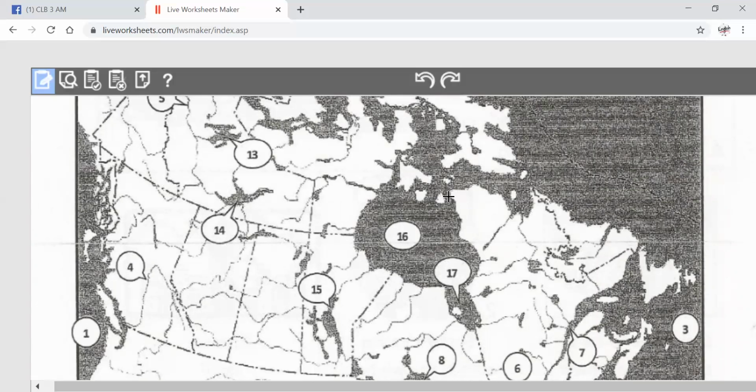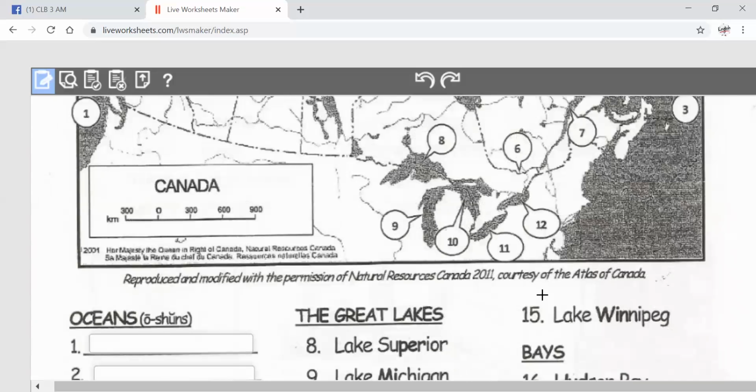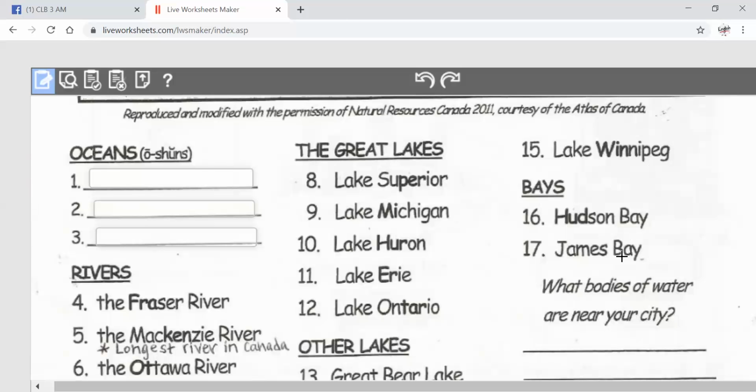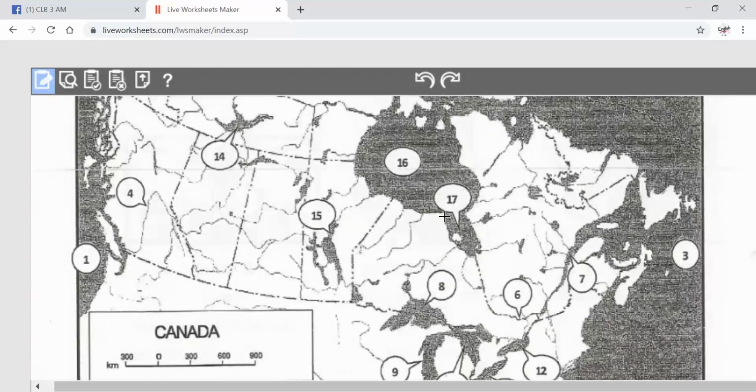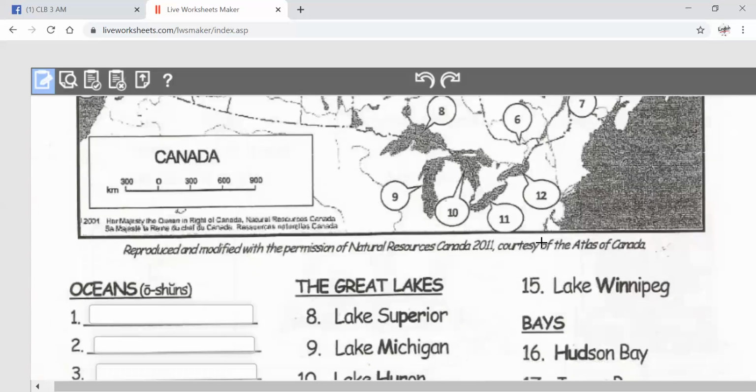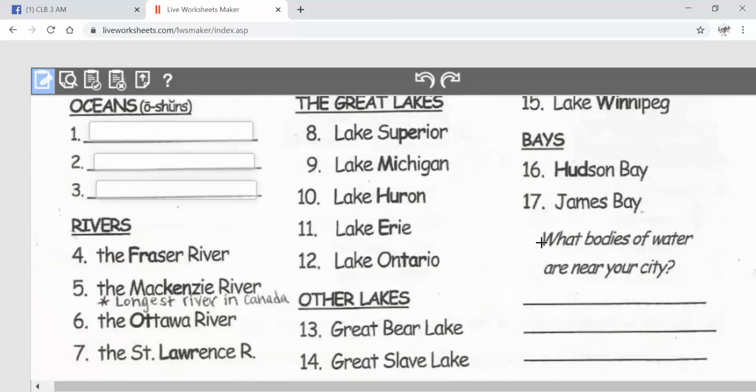A bay means you can see 1 side, 2 sides, 3 sides land, and just 1 side opens into the ocean, into the water. Okay, so this is a bay. This is called Hudson Bay, and there's a smaller one called James Bay. So this is a smaller one as well. See, there's 3 sides, 1, 2, 3 sides land, 1 side water. So these are some of the important lakes, rivers, and oceans in Canada.